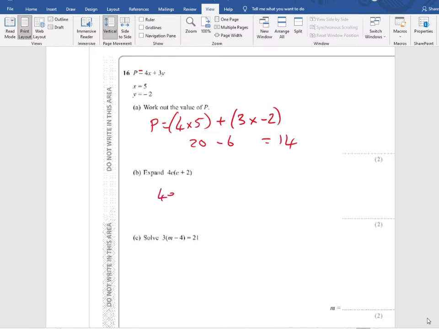Expand 4e squared plus 8e. 3m, we'll solve, so I'll work out the value of m. So 3m, expand the brackets, minus 12 equals 21. So 3m will equal 21 plus 12 is 33. So m equals 33 divided by 3, which equals 11.